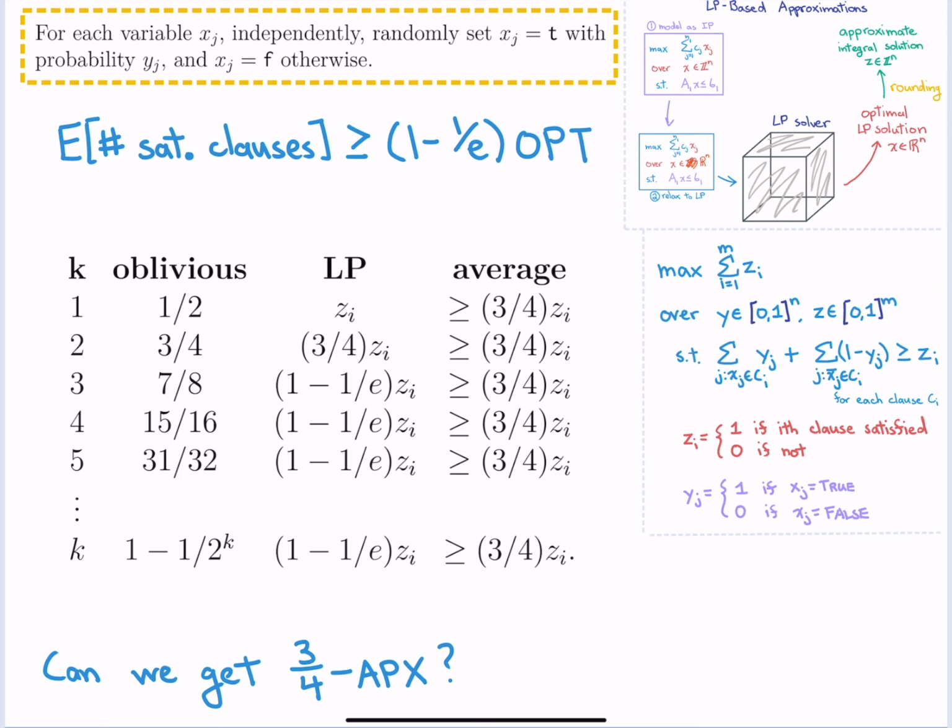This one you might be able to guess, right? You have two algorithms. They have different approximation behavior. I want some kind of hybrid algorithm to get the best of both worlds. I want to try to get a 3/4 approximation for max SAT.